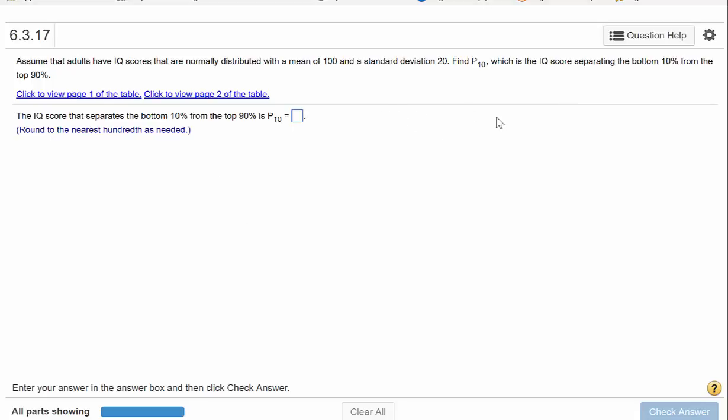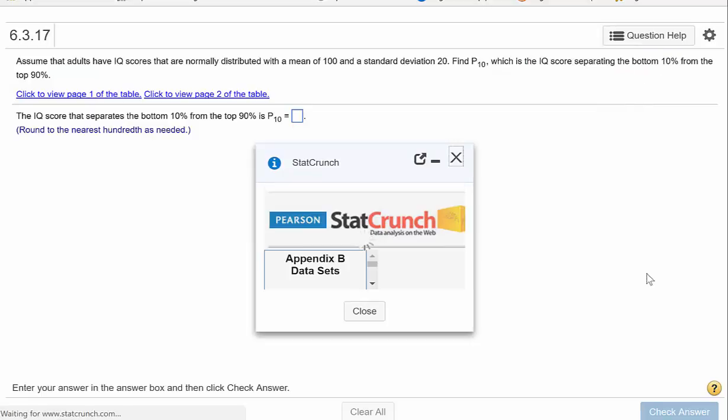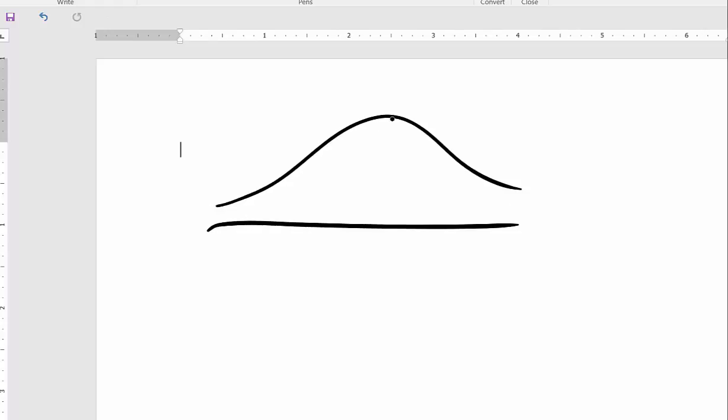And we're going to use StatCrunch for this one. So I'm going to go to Question Help and click on StatCrunch. So really before we do that, let me show you what I will often do with these. Even if we have technology, I still like drawing these curves out. It helps me think through them. So I'm going to sketch out a quick normal curve. And we have a mean of 100 and a standard deviation of 20.